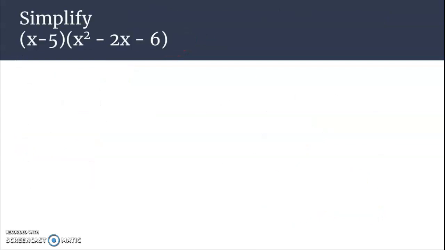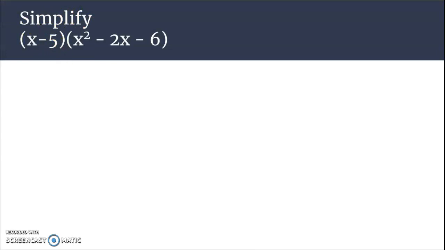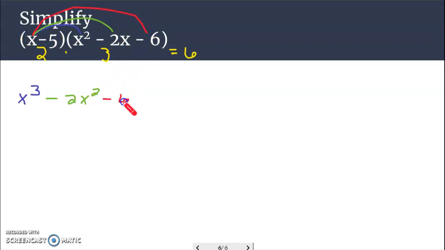All right, let's look at one more here. We are going to be multiplying a binomial times a trinomial. And please note that a binomial, 2 terms, times a trinomial, 3 terms, will yield 6 different terms after multiplying. Let's go through them one at a time. X times x squared, x to the 3rd. X times negative 2x, negative 2x squared. X times negative 6, negative 6x.